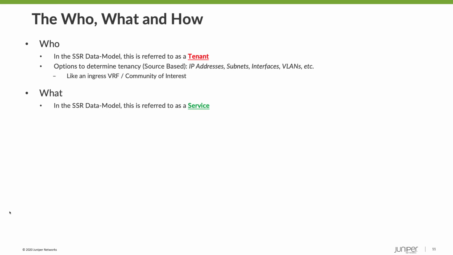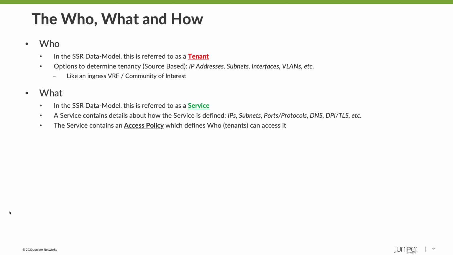Then we have a what. The what in our data model is referred to as a service. This is similar to what you might use for an application definition. That service contains details about how it's defined. Things like the destination IP addresses, subnets, ports, and protocols in use, DNS, DPI, and TLS information can all be used to define a service. And within that service, there's an access policy, which defines which specific tenants are allowed to access it.